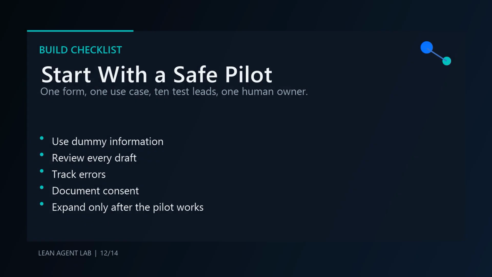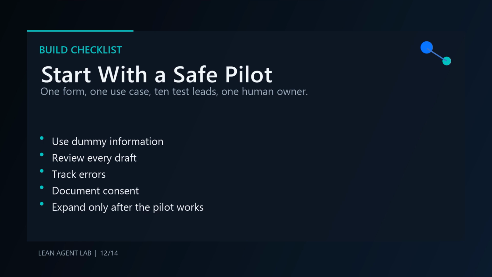Your first implementation should be deliberately small. Create one form for one service. Use dummy information and run 10 different test leads through the system. Review every draft. Track failures and rewrite the prompt when the output is vague. Confirm that duplicate submissions do not create duplicate messages.